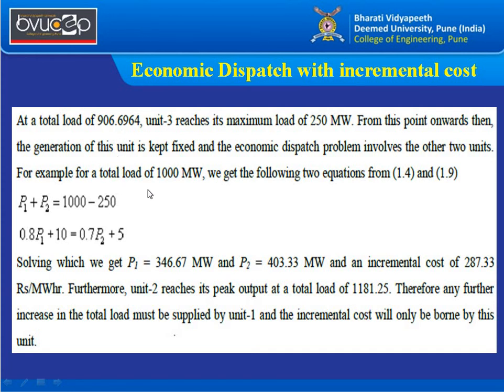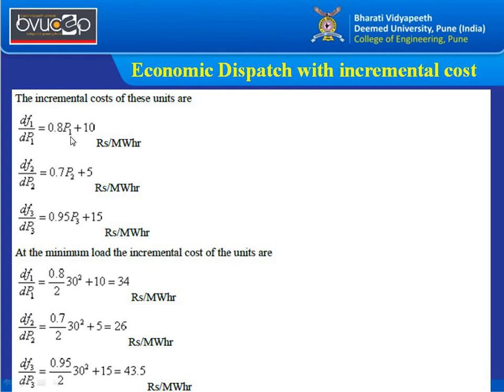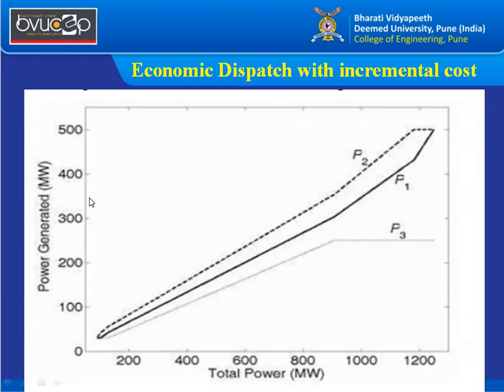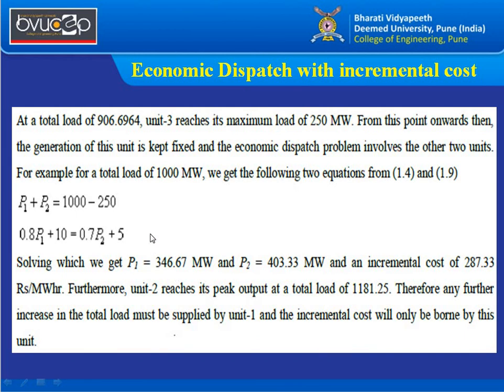So for example, suppose the total load is 1000 megawatt. We get the two equations now: P1 plus P2 equals 1000 minus 250. 250 is for the limit imposed on the third generator, because we cannot exceed that limit. Now we have to equate the first and second: 0.8 P1 plus 10 equals 0.7 P2 plus 5. On solving the two equations in two unknowns, we get P1 as 346.67 megawatt and P2 as 403.33 megawatt, and the incremental cost will be 287.33 rupees per megawatt hour.